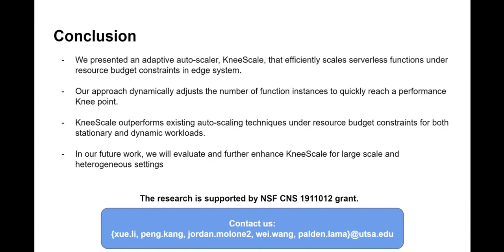Finally, let's talk about the conclusion of this paper. We presented an adaptive autoscaler, KneeScale, that efficiently scales service functions under resource budget constraints in edge systems. Experimental results show that KneeScale outperforms existing autoscaling techniques under resource budget constraints for both stationary and dynamic workloads. In our future work, we will evaluate and further enhance KneeScale for large-scale and heterogeneous settings.